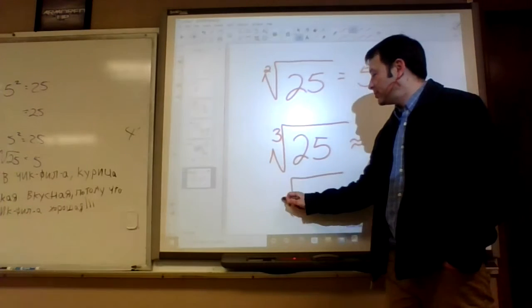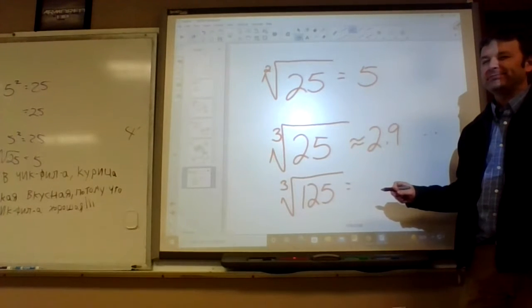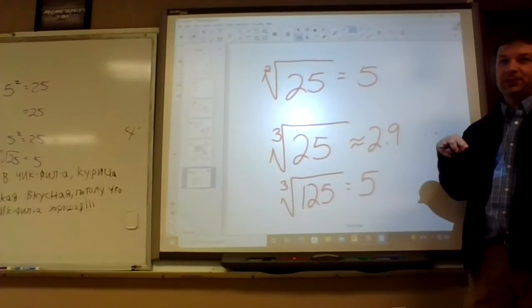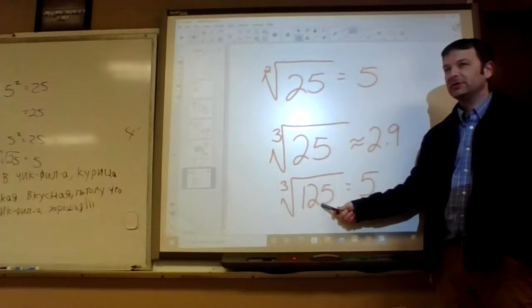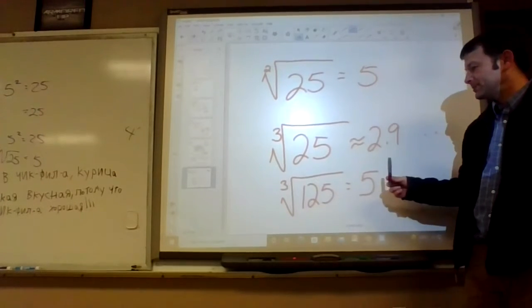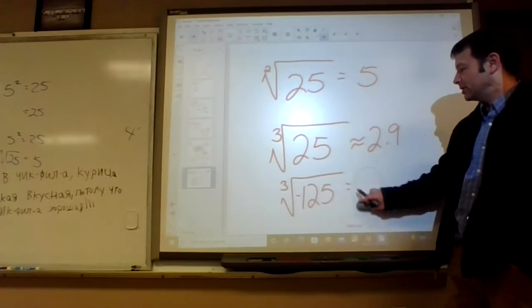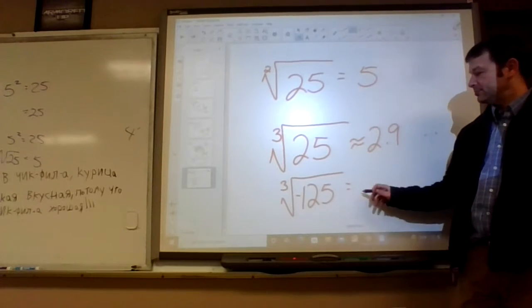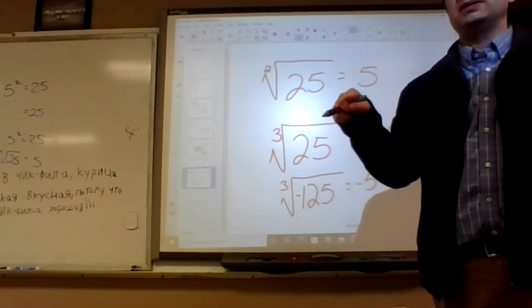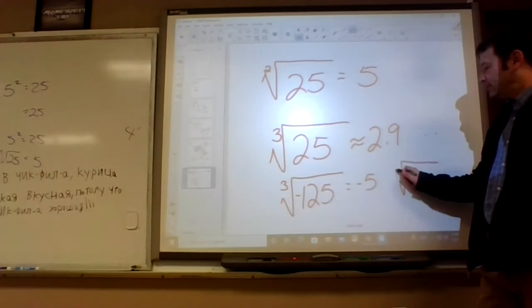But if I said what's the cube root of 125, you guys know what that would be? 5. Yeah. Because 5 times 5 is 25, and 25 times 5 is 125. Kind of like 5 quarters makes $1.25. Anyways, what if I said cube root of negative 125? I think we talked about this before. Negative 5 times negative 5 times negative 5 is negative 125. That works.